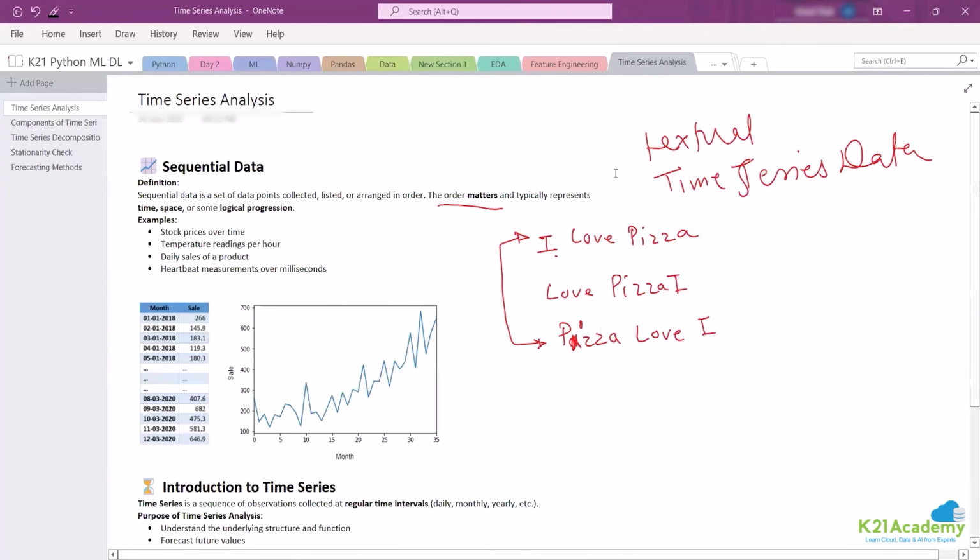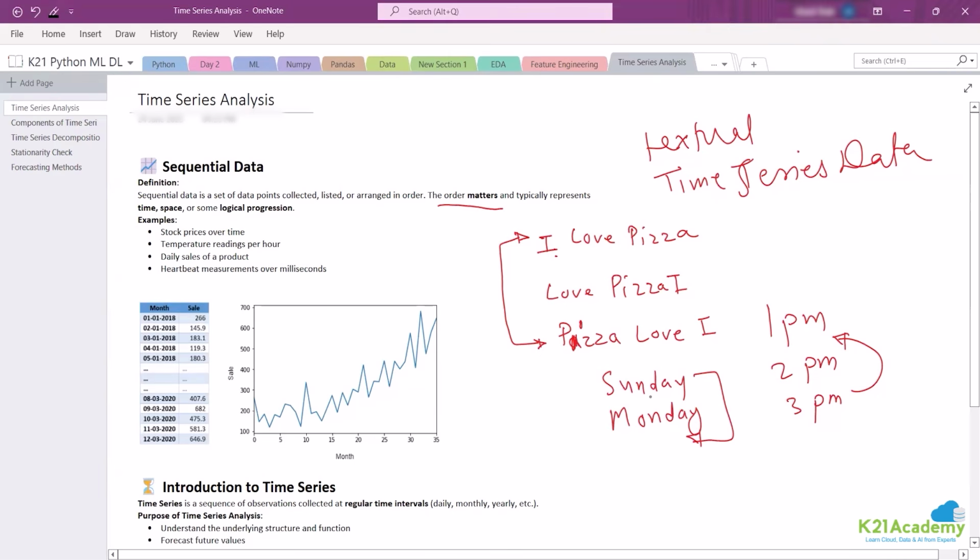but you know that time is never arranged in a distorted format. After 1 p.m., 2 p.m. will come. After 2 p.m., 3 p.m. will come. It never happens that 3 p.m. comes before 2 p.m. Similarly, Sunday always comes before Monday. It will never happen that Sunday occurs after Monday. Since the sequence matters here, this kind of data is considered sequential data.